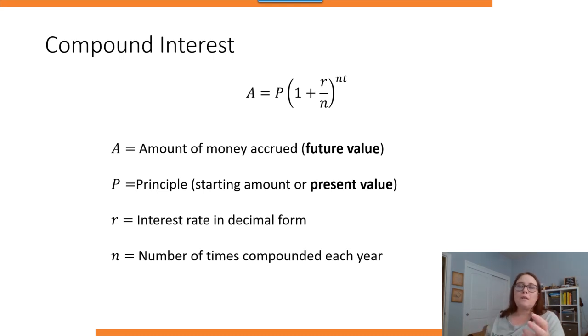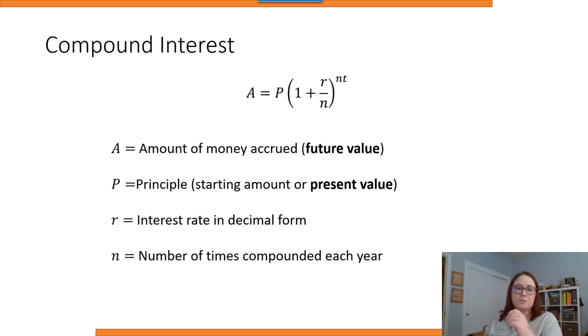So you might see something that's compounded once a year, or maybe it's monthly. So N would be 12 in that case. If it's biannually, that's twice per year. So N would be 2. So it can really vary depending on the problem. So keep an eye out for that on the N.